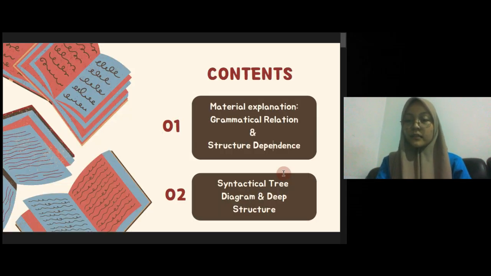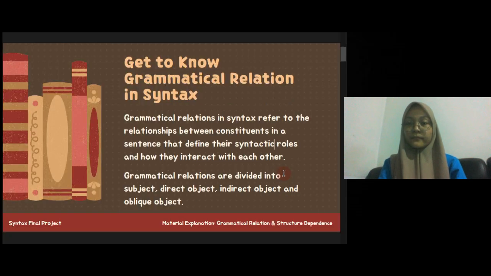In this presentation, there are two parts. The first part is material explanation about grammatical relation and structure dependence. And then the second part is syntactical tree diagram and deep structure. Let's start from the first part.